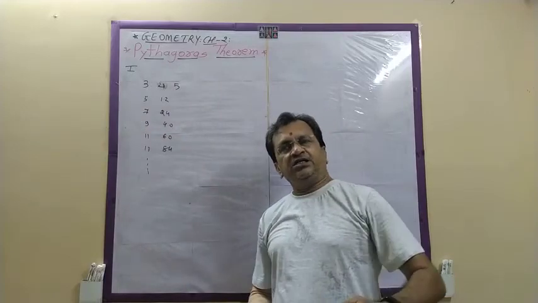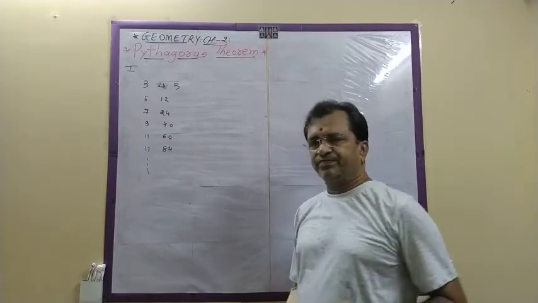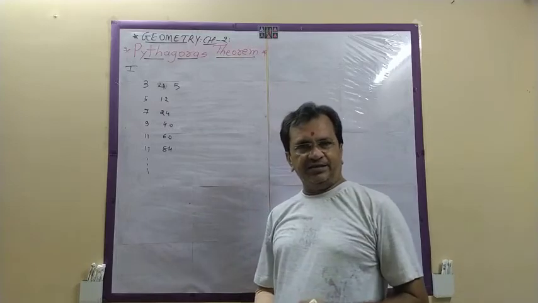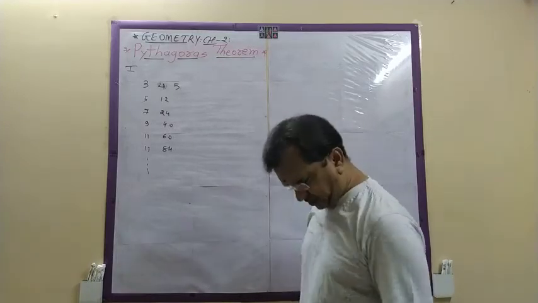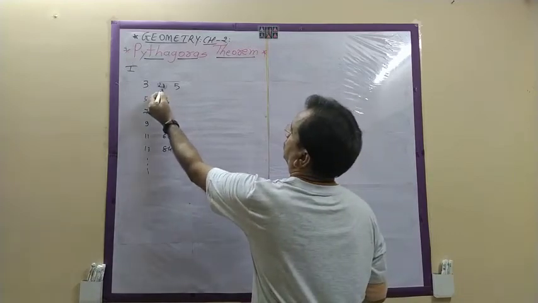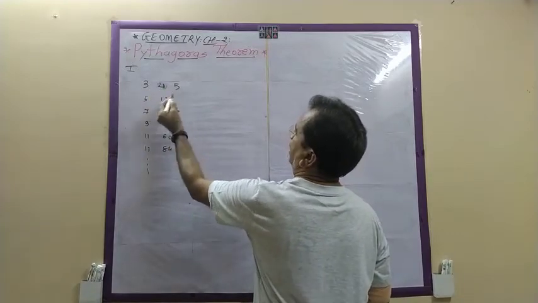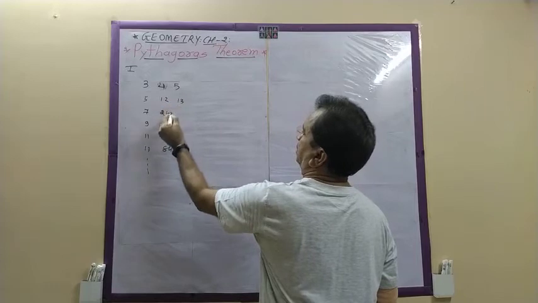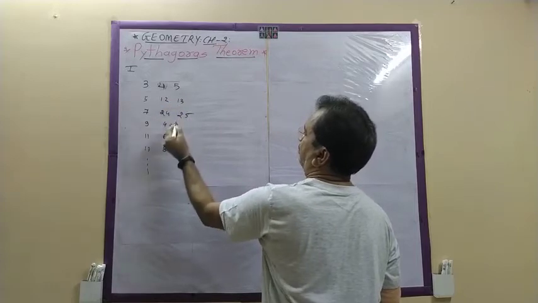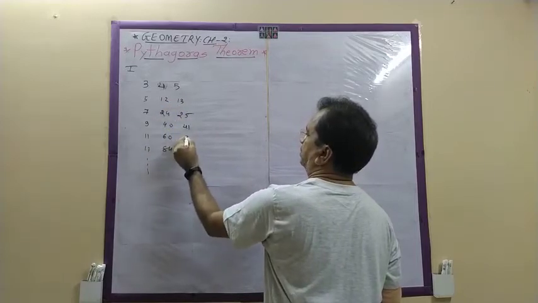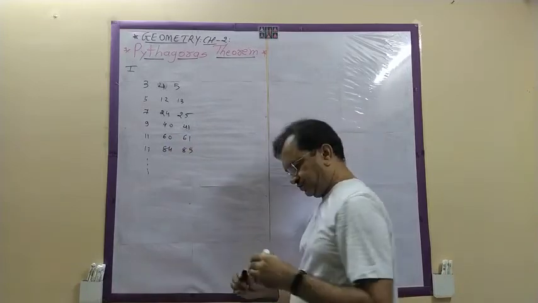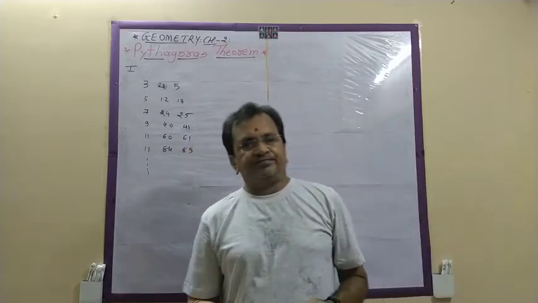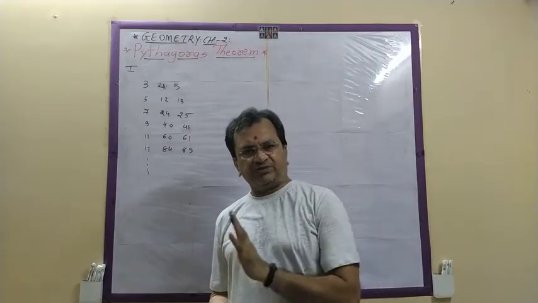Like that, the third number of the right angle triangle is the hypotenuse, the longest side. The next numbers are 3, 4, 5, 12, 13, 24, 25, 40, 41, 60, 61, 84, 85. Now, this is the first point.